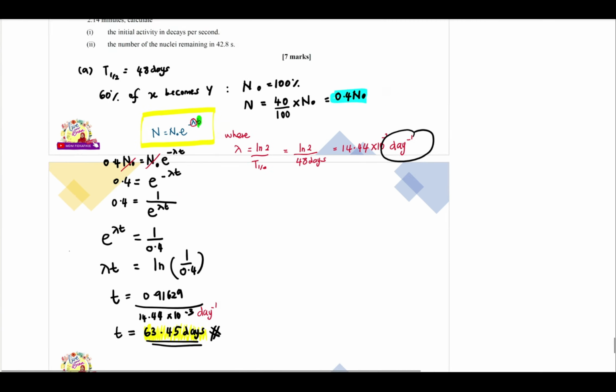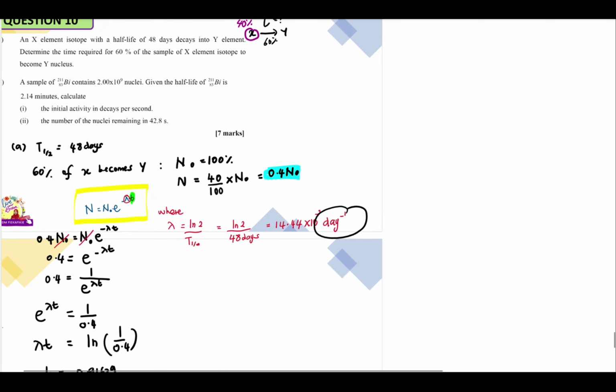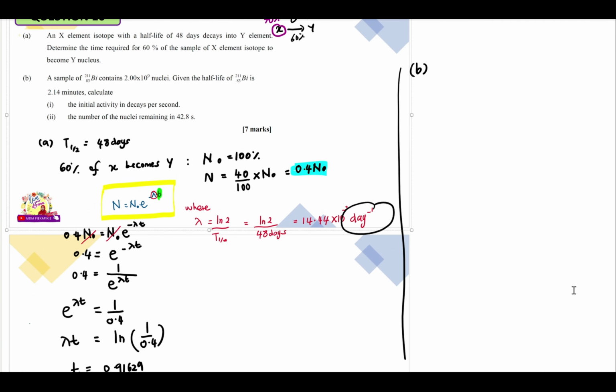Alright. So let's read the question first. Okay, 10B saya letak dekat tepi ni lah. Alright, so question 10B. So here we have a sample. Okay, saya tulis dulu. This is the sample, 211 and 83, contains 2 times 10 power of 9 nuclei.